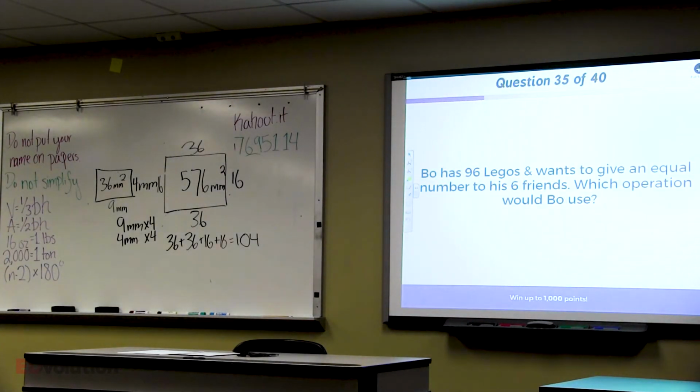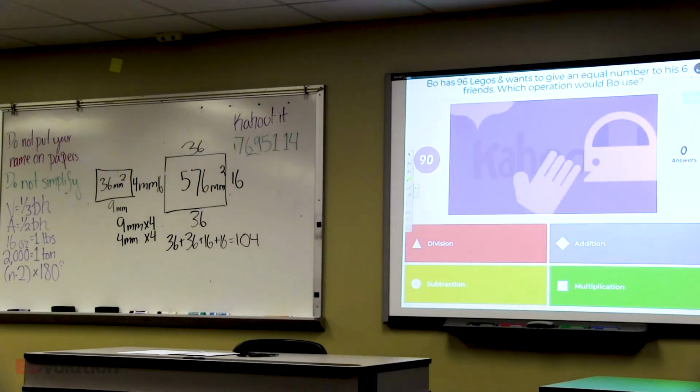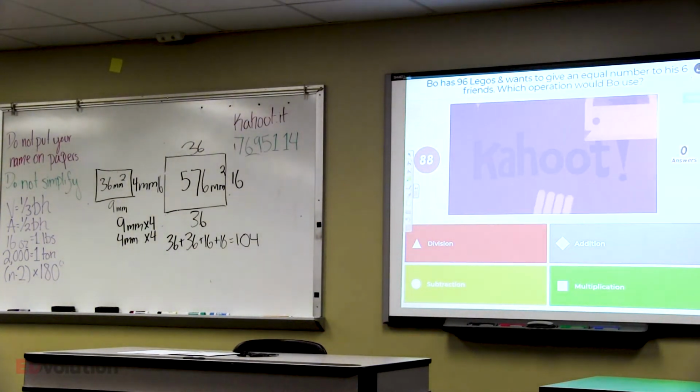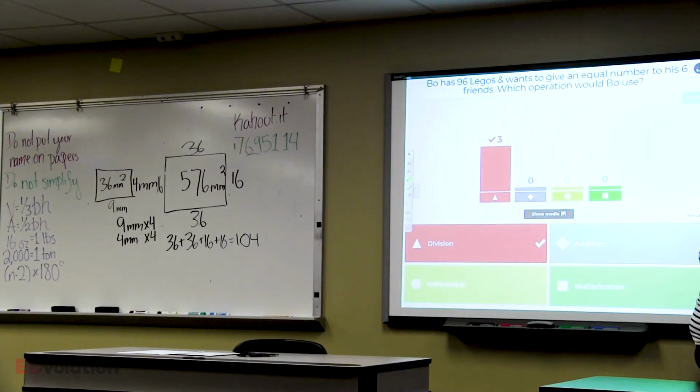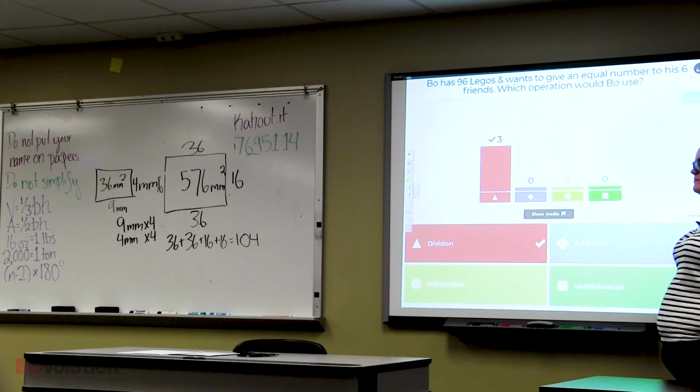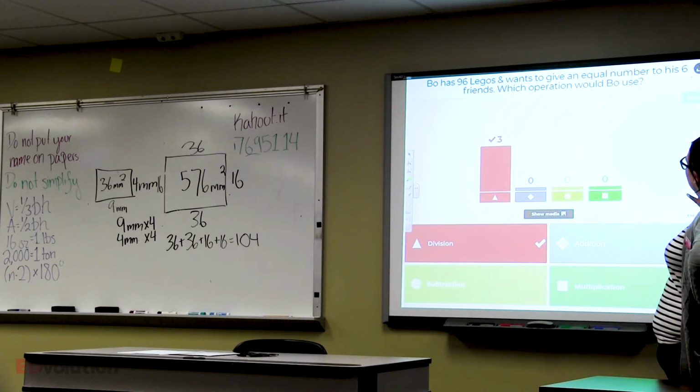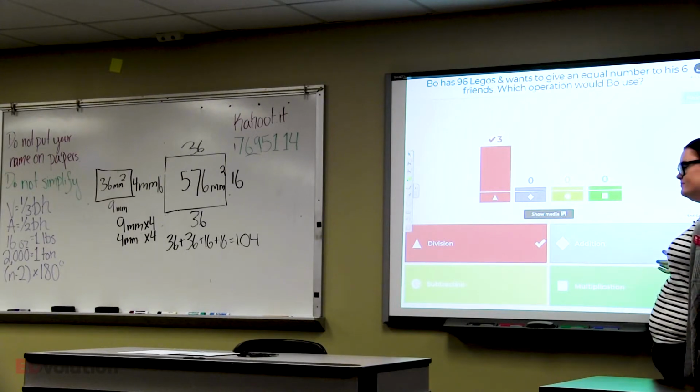Bo has 96 Legos and wants to give an equal number to his 6 friends. Which operation would Bo use? Great job. So whenever we want to divide something among our friends, we would use division. It's kind of some common sense here.